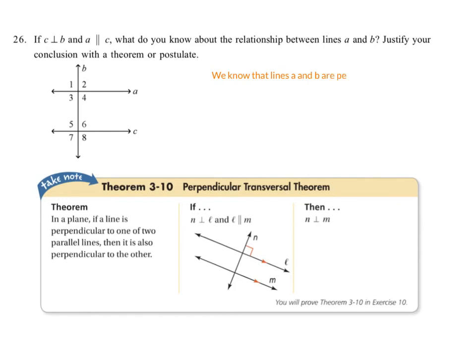So we can say then we know that lines A and B are perpendicular as well through the perpendicular transversal theorem. Yep, because that's exactly what that theorem states.